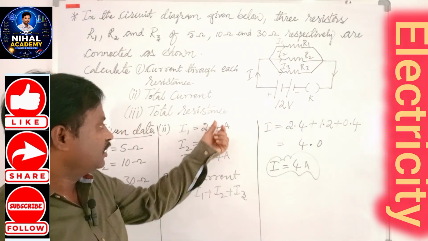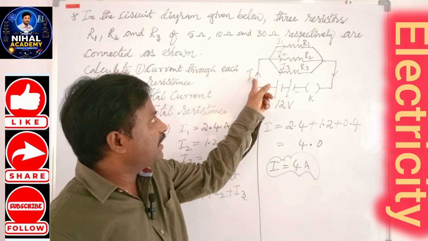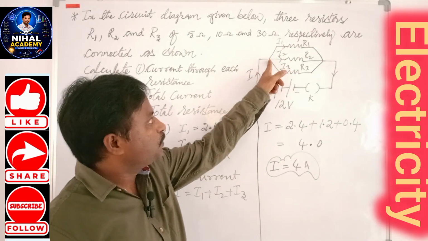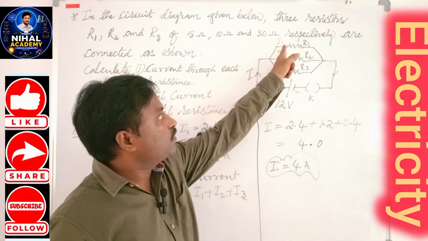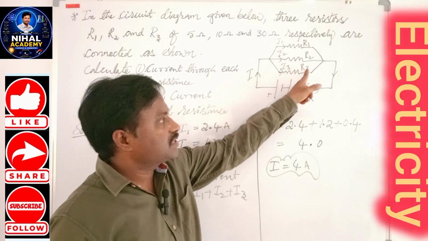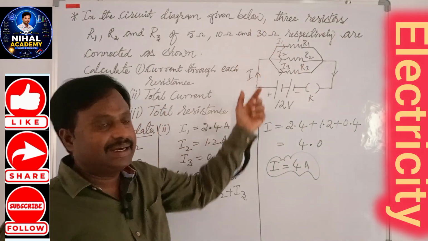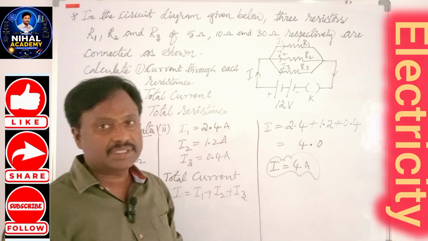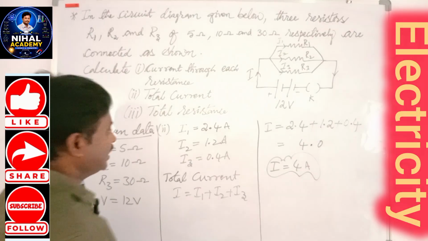So the total current I is equal to 4 amperes. We have to add I1, I2, I3. If you add I1, I2, I3, it is equal to the total current I. I is splitting into I1, I2, I3 in a parallel connection. So I1 current is passing through R1, I2 passing through R2, I3 current passing through R3. If you add I1, I2, I3, then you will get the total current I. So that is 4 amperes. Now the third question: total resistance you have to calculate.